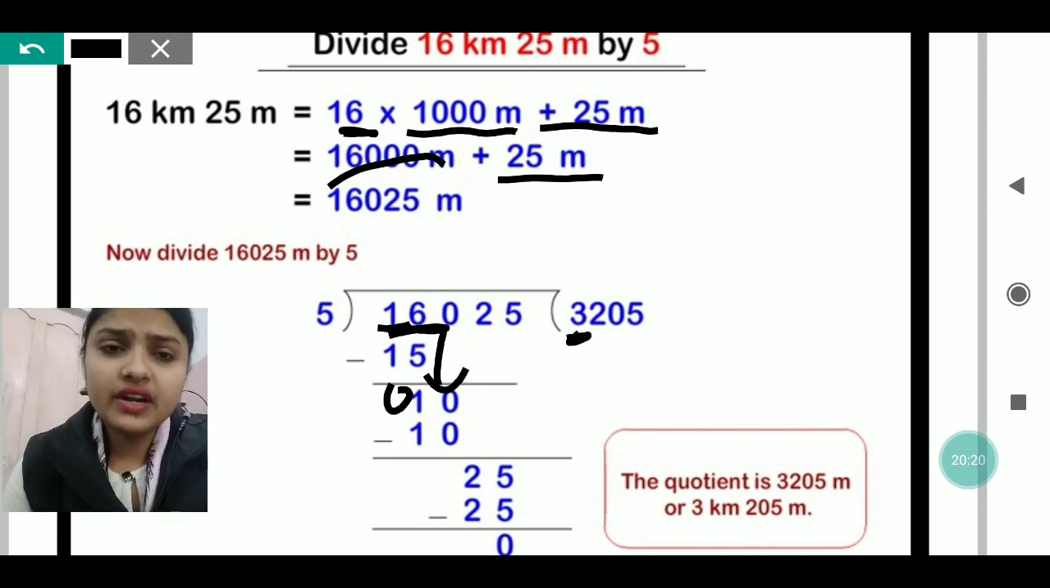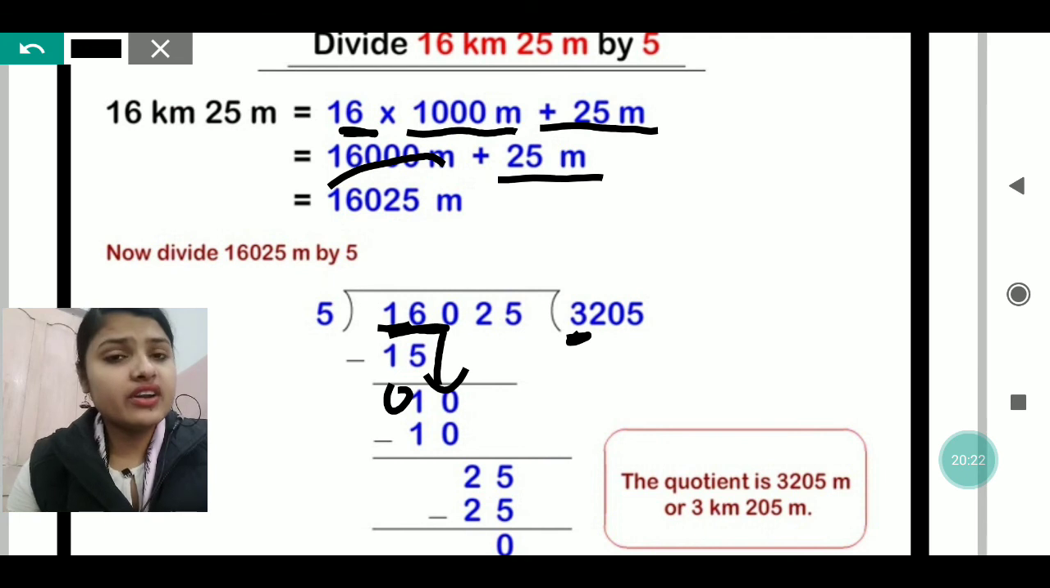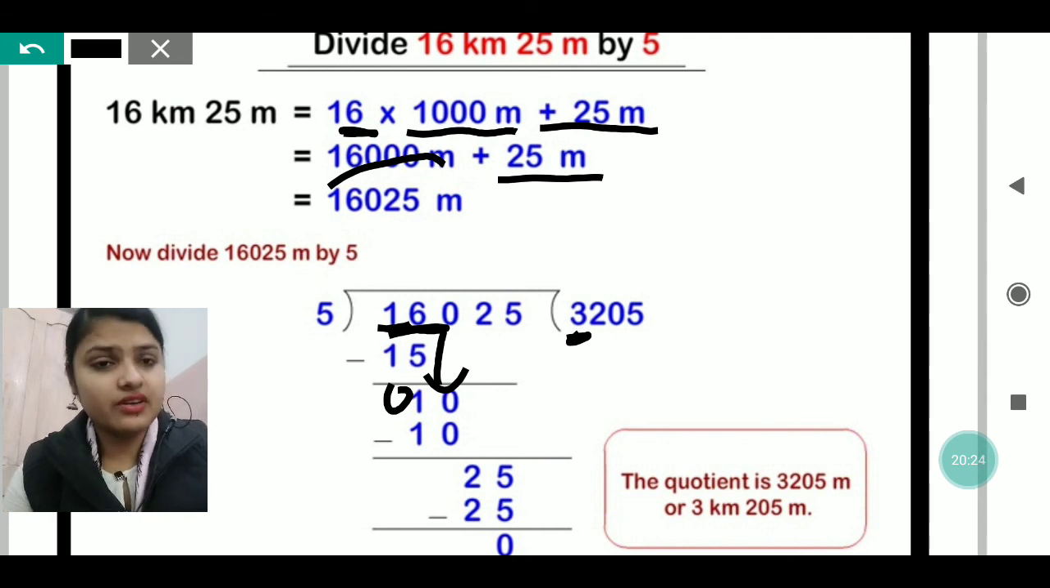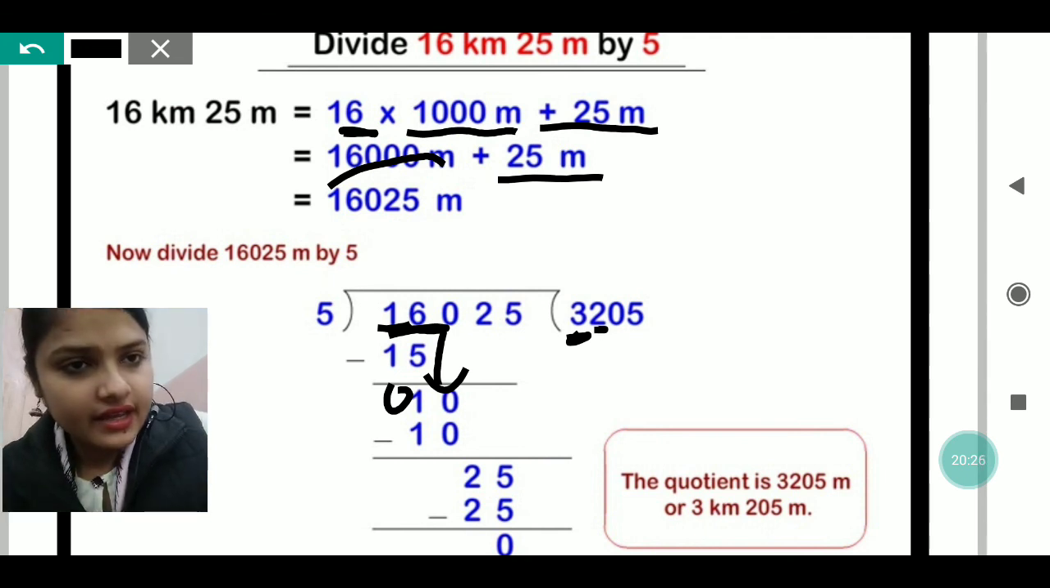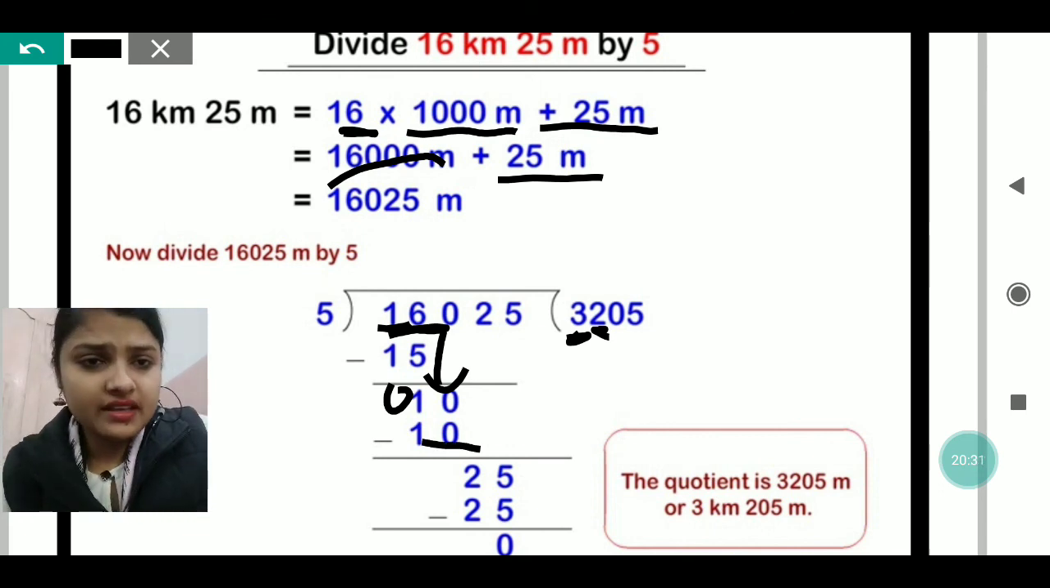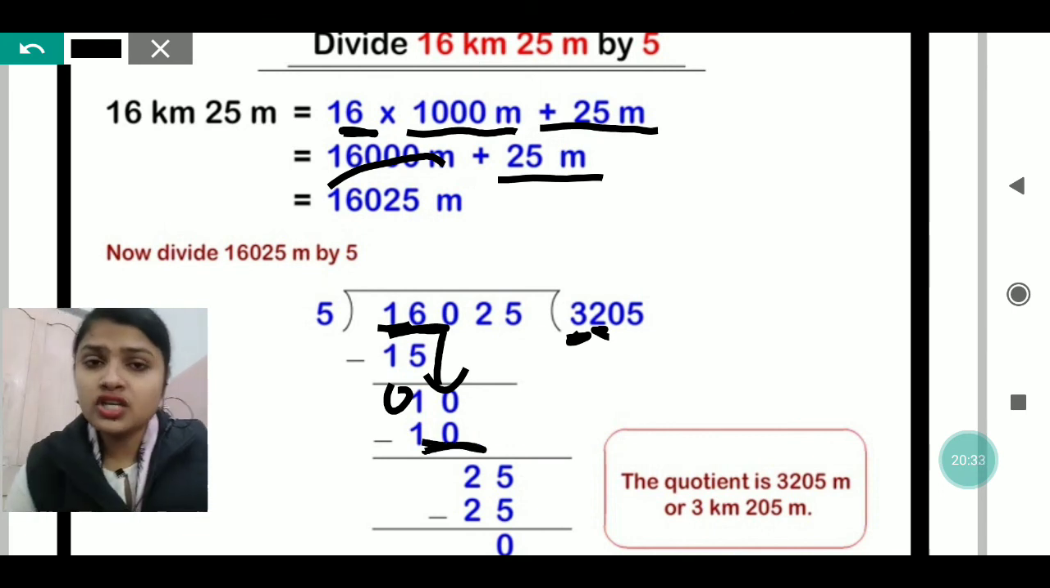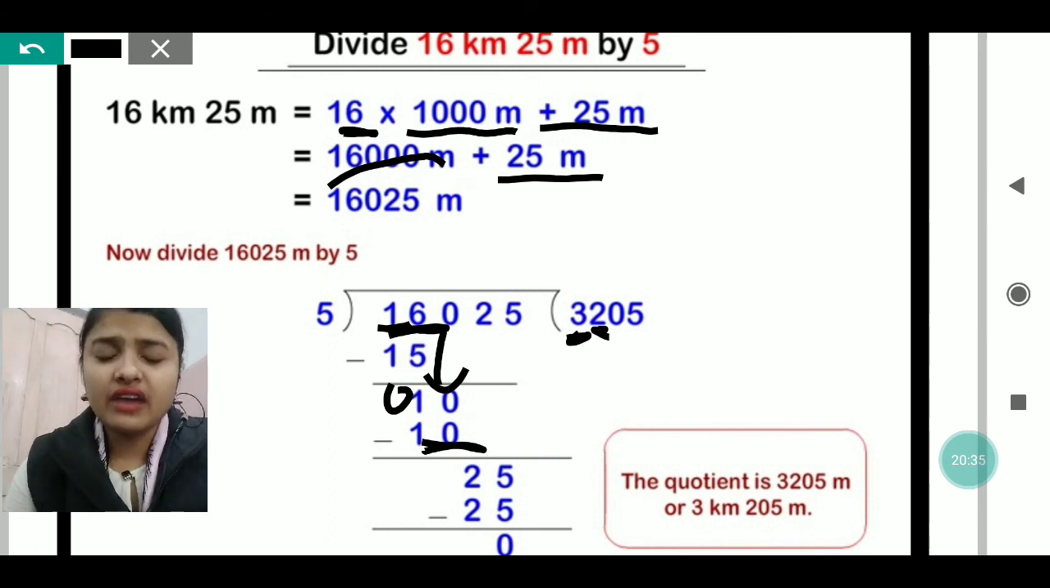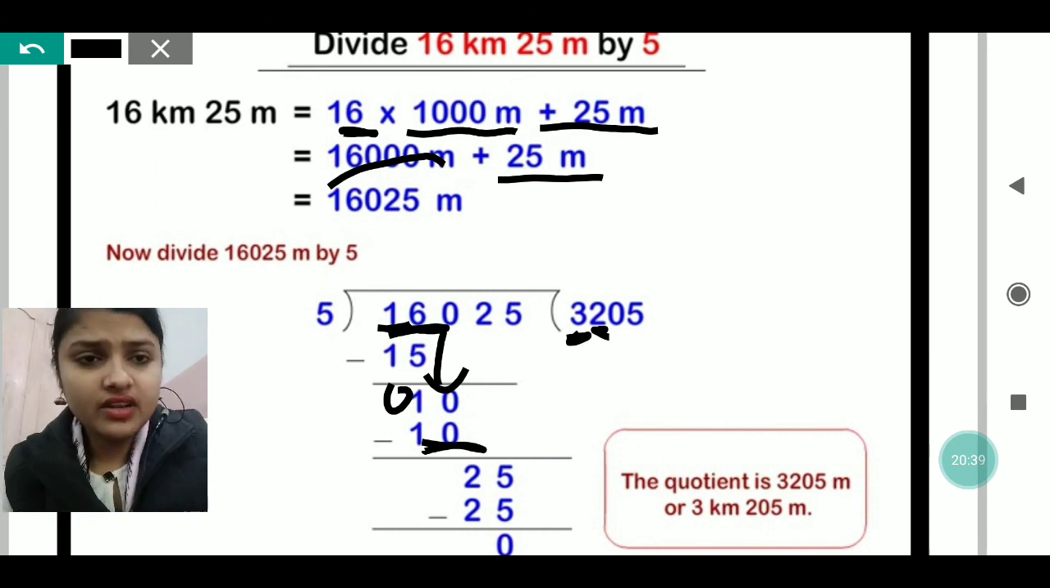Now here it is 0, so we will take 0 down. When we read the table of 5 two times, we get 10. So we will write 10 here, and we will write 2 in the quotient column. In the table of 5, 2 times we are getting 10, so we will write 10 just below 10 and subtract it. So 0 minus 0 will be 0, and 1 minus 1 is also 0.